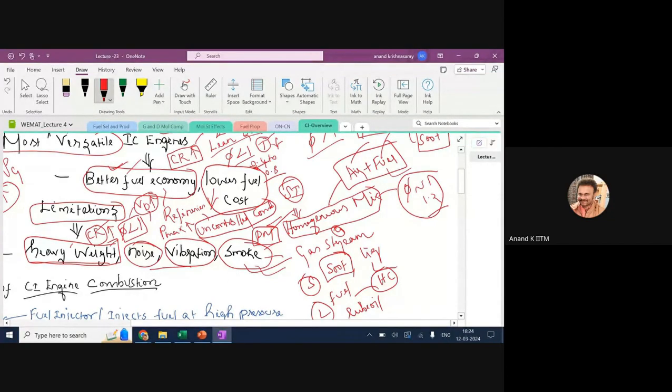Okay, this is again another problem. So these are the shortcomings of the CI engine, although they are most popular because of their versatile nature, better fuel economy and lower fuel costs. You also have this problem that needs to be addressed.